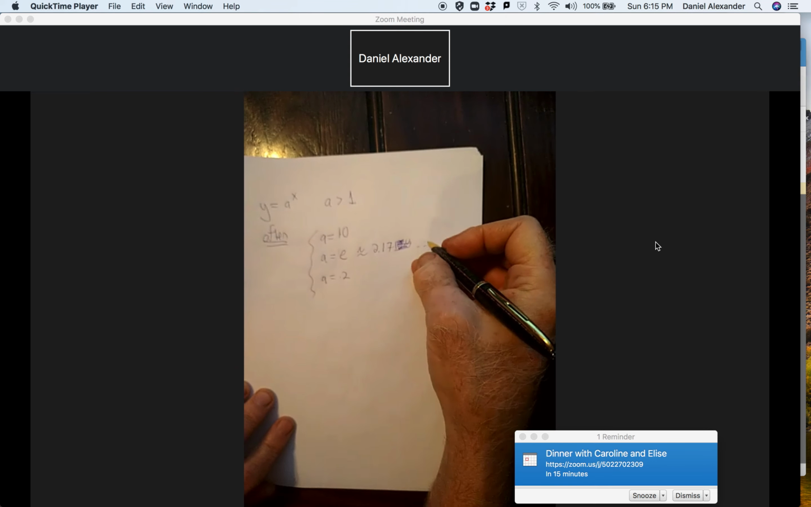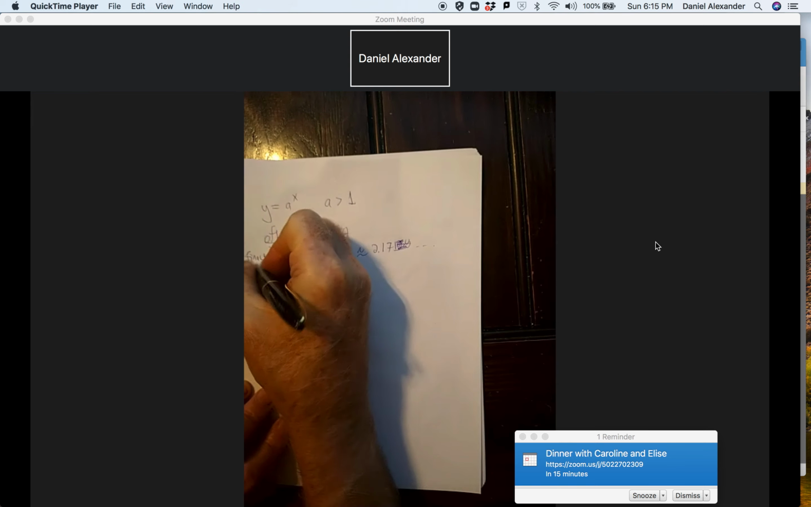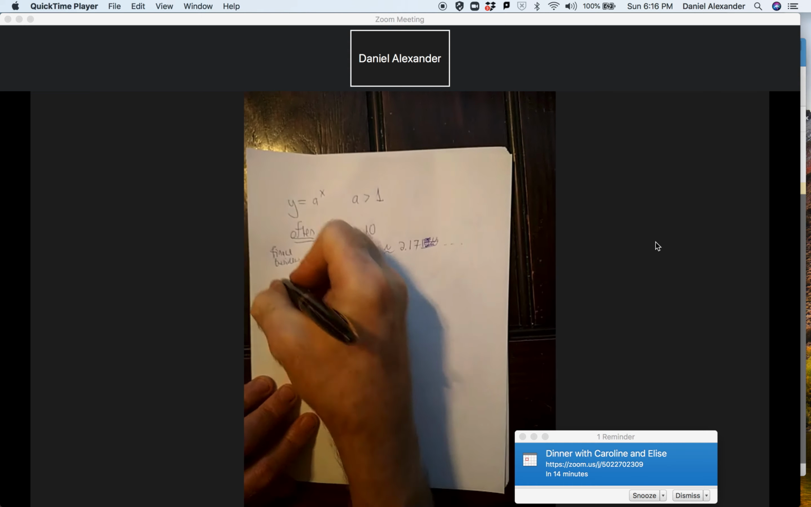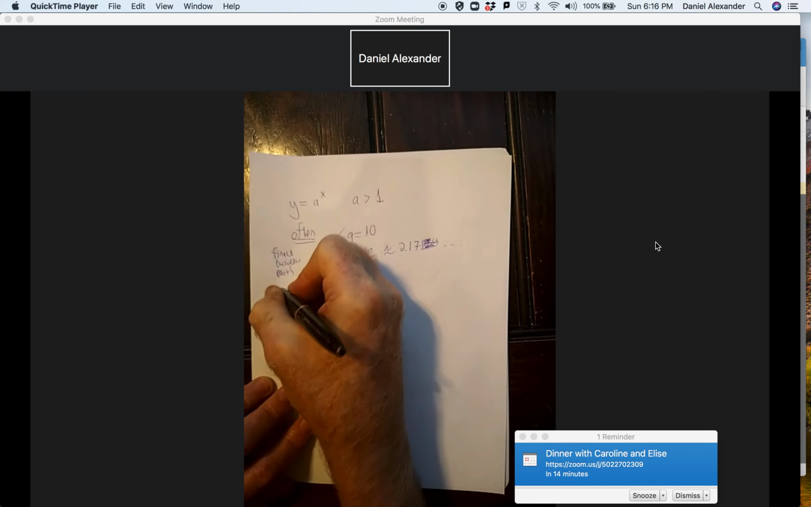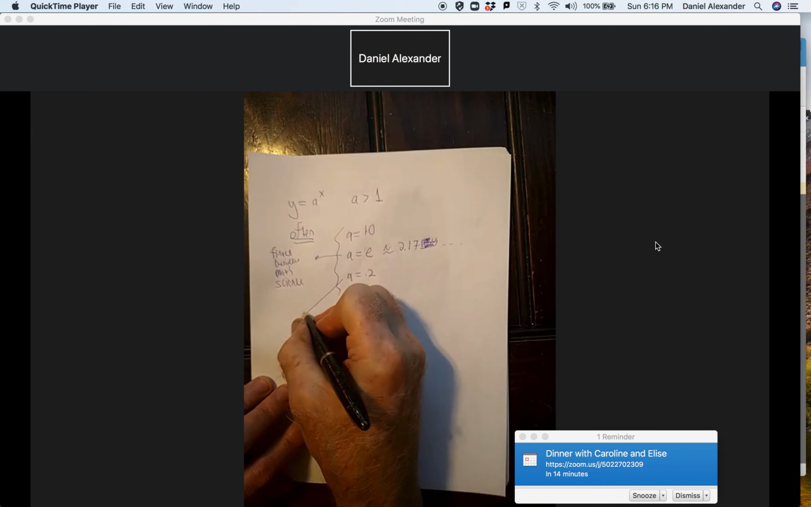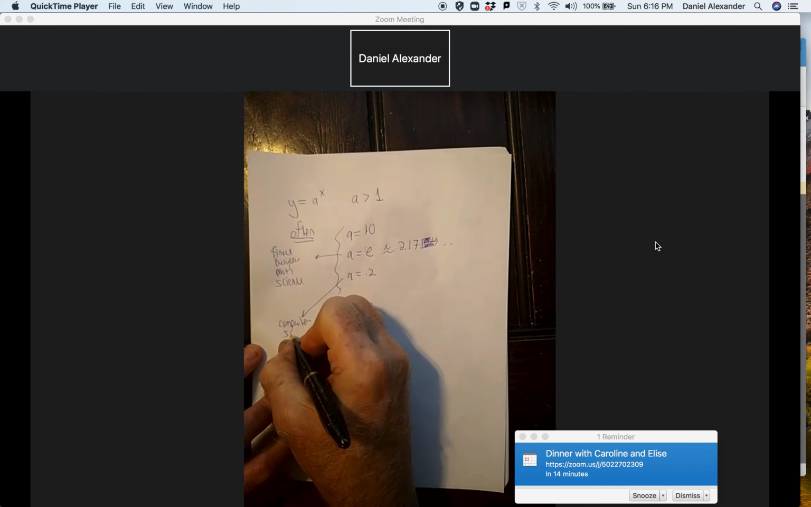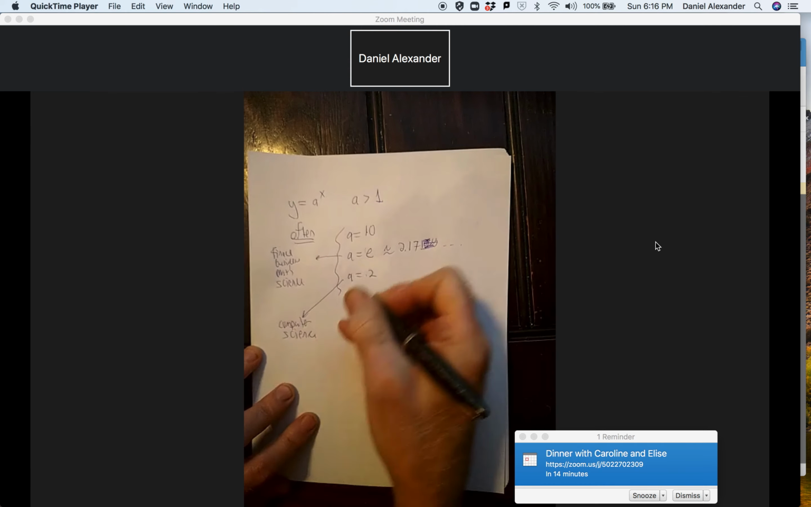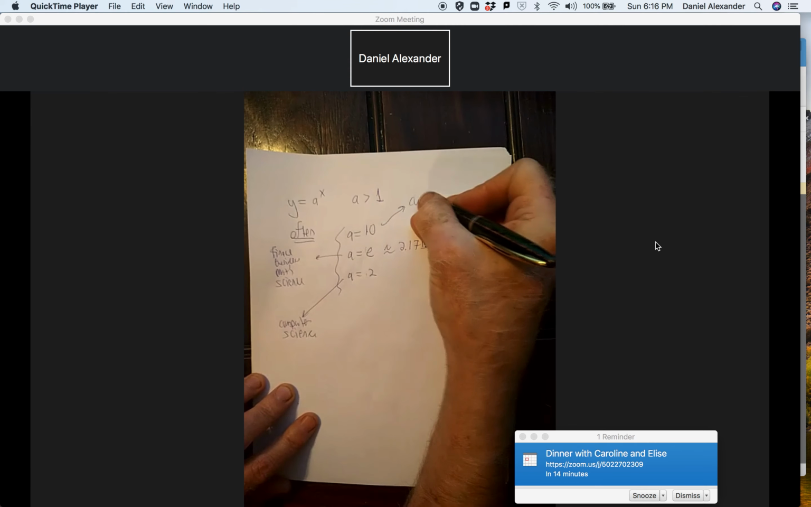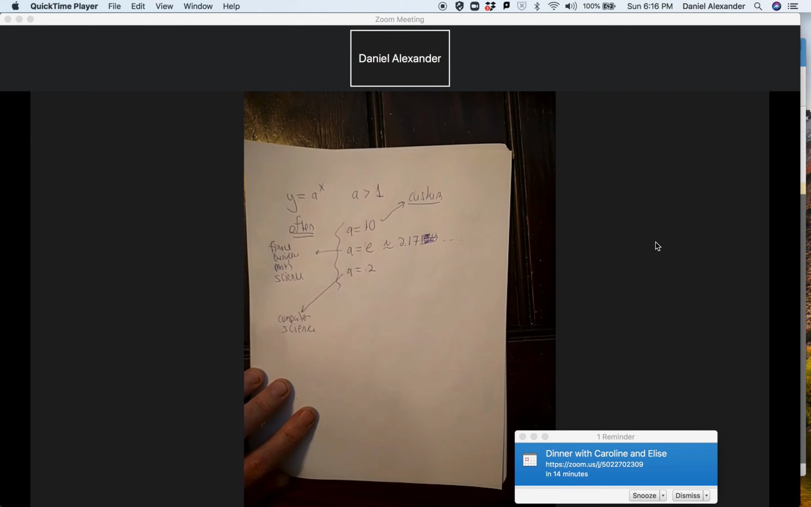E is used in finance, business, math, and science. 2 is going to be used in computer science. And then 10 is sort of customary. It's just custom that we use that one.